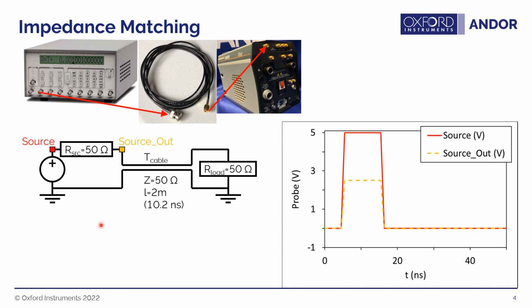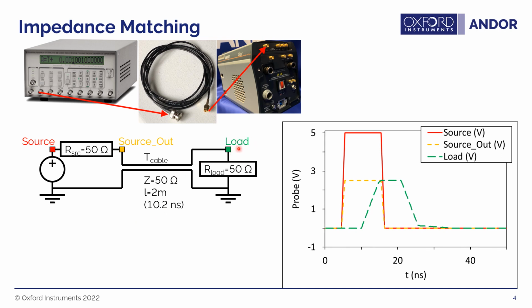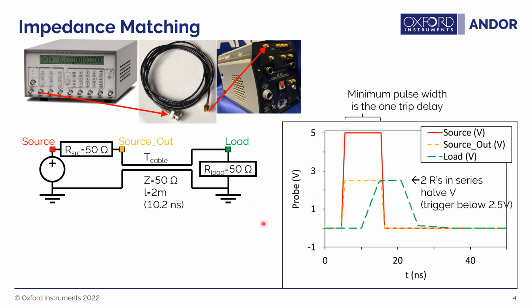We then have the source out that goes to a lower voltage that we'll talk about in a moment. And then if you were to probe the load itself, it has to wait for the delay of the signal to reach there, so it starts a little bit later and is the same height. In this case, you can explain the height due to the two resistances in series that have the voltage when it's traveling through them. One thing to note is that the minimum pulse width is the same as a one-trip delay, so you can't have a pulse that's narrower in time than the time it takes for the pulse to travel through the circuit.